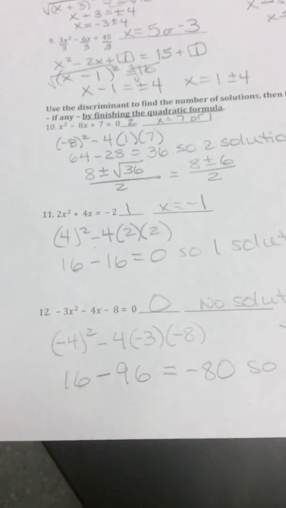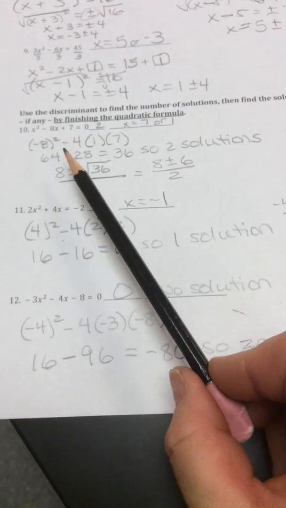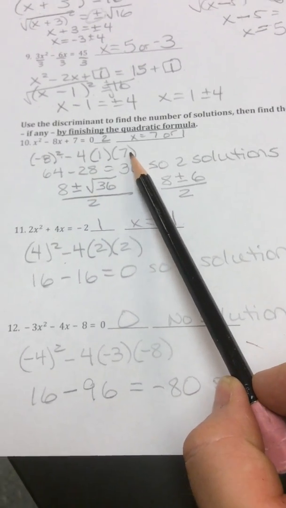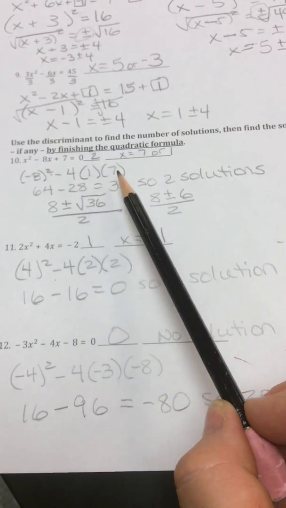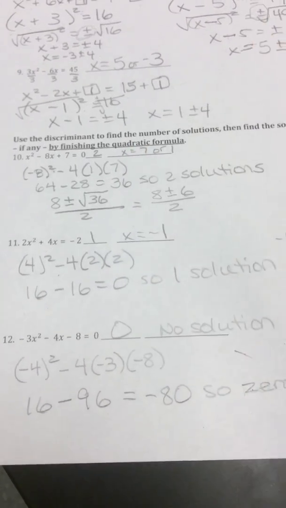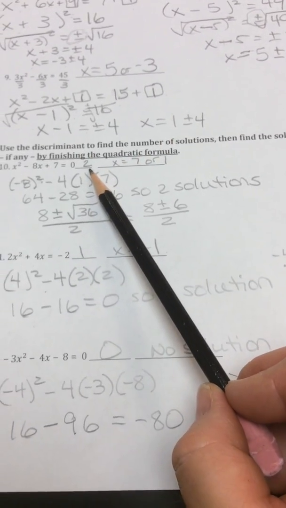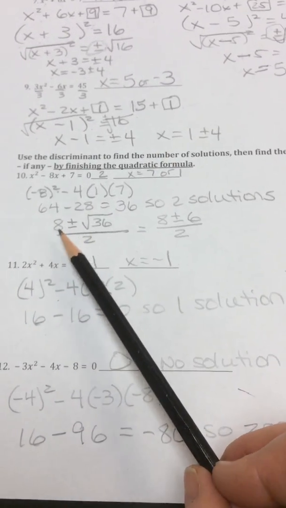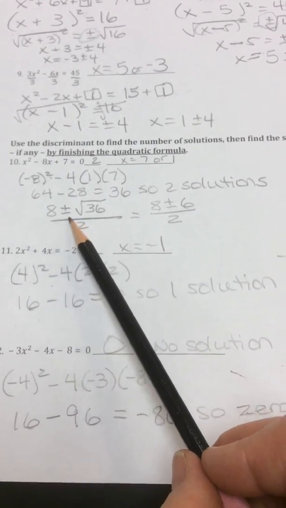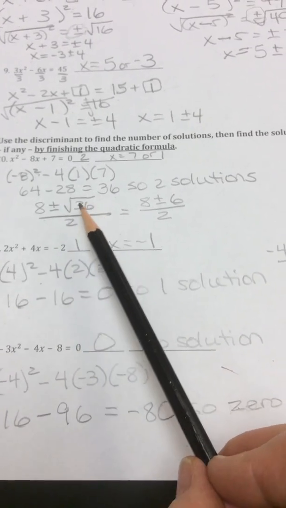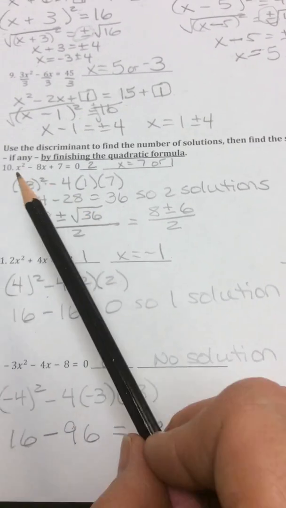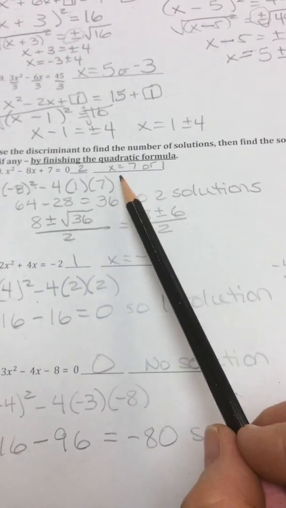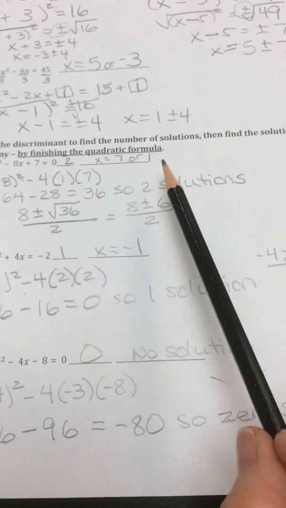Take a look. Do the discriminant first. B squared minus 4AC is 64 minus 28, which is 36. That's a positive discriminant. So I have 2 solutions. I write 2 right there. Then I finish the formula. Opposite of B. B was negative 8, so it's positive 8 plus or minus that discriminant, radical 36, all over 2 times A. A was 1, so it's just 2. 8 plus 6 divided by 2 is 7. 8 minus 6 divided by 2 is 1.